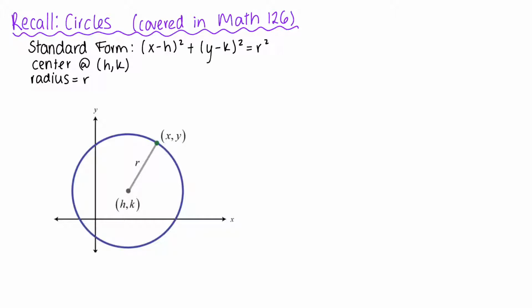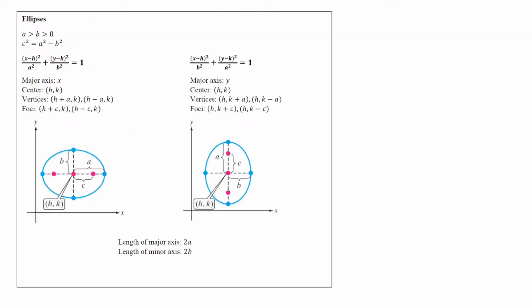If you remember back in Math 126, the formula for a circle in the plane is x minus h quantity squared plus y minus k quantity squared is equal to r squared. Now, the center is the point h comma k, so here's h comma k, and r represents the radius of the circle. So just keep in mind this formula of a circle as we go into talking about ellipses.